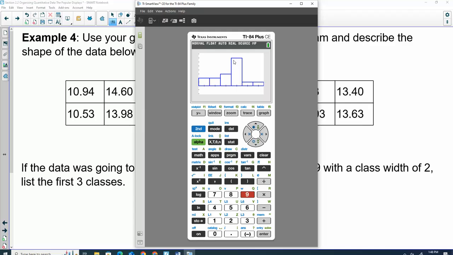Think of it as how many points you have below your peak. So if I actually look, it looks like I have 2 above this, and 3, 4, 5, 6, 7 points below that. Okay, so you have more low points, so that's skewed to the left.